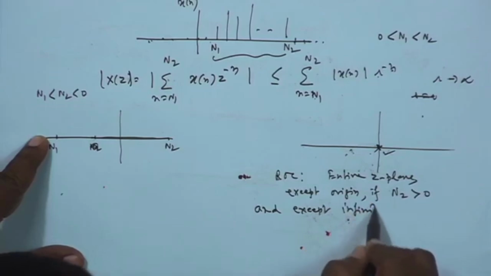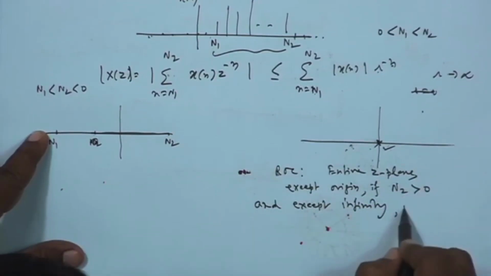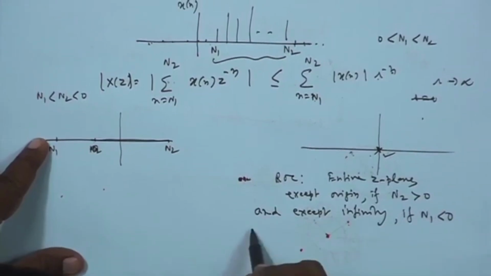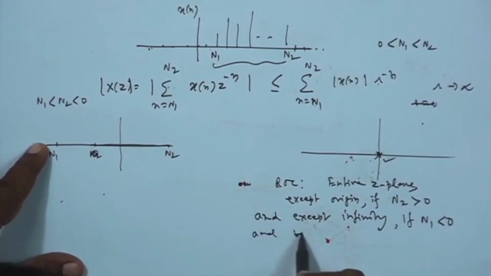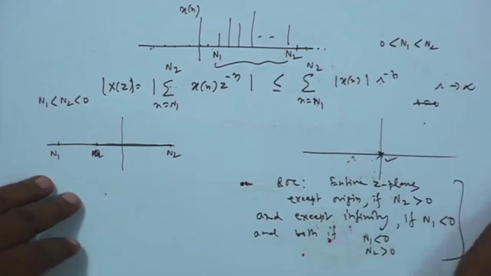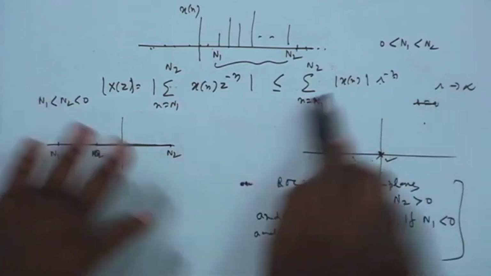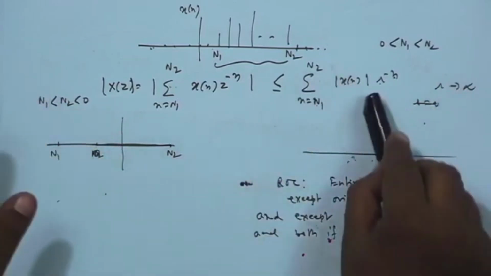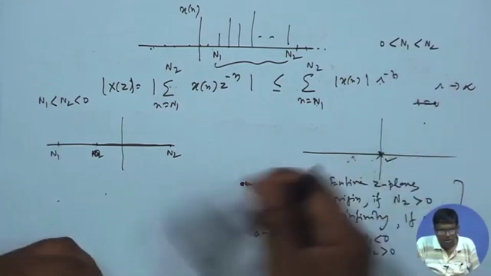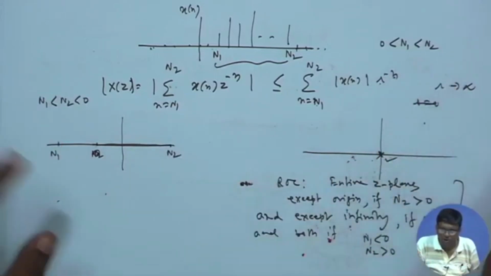infinity if n1 is less than 0, and both, that is except origin and except infinity both, if n1 is less than 0 and n2 greater than 0. All right. This is the ROC of a finite duration sequence. Otherwise, this is a finite sum, it exists for any finite r, any non-zero, non-infinity r, and therefore the Z transform exists. That is for a finite duration sequence.